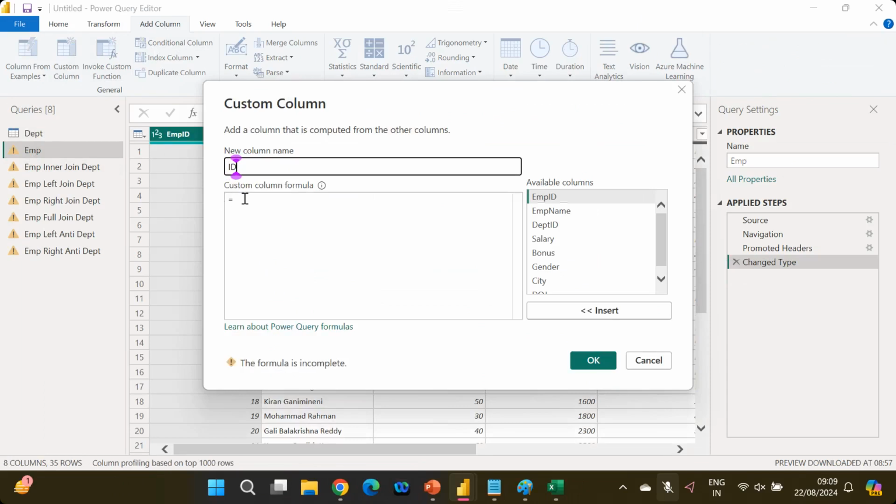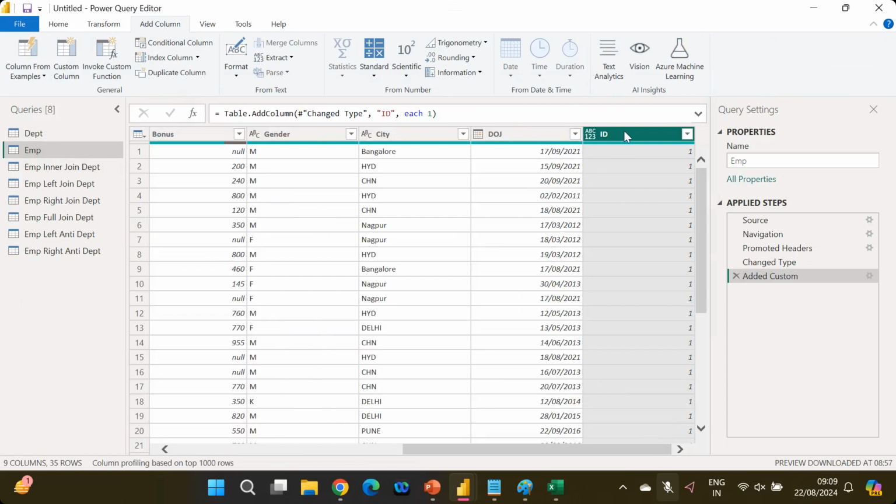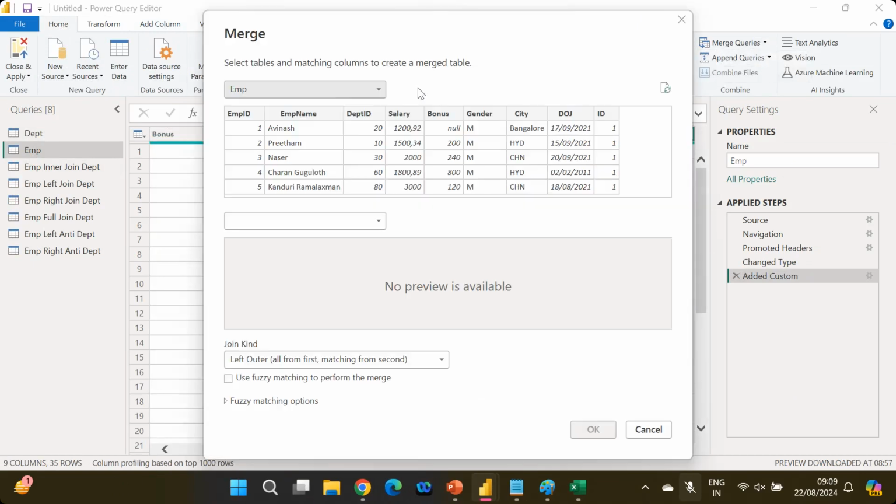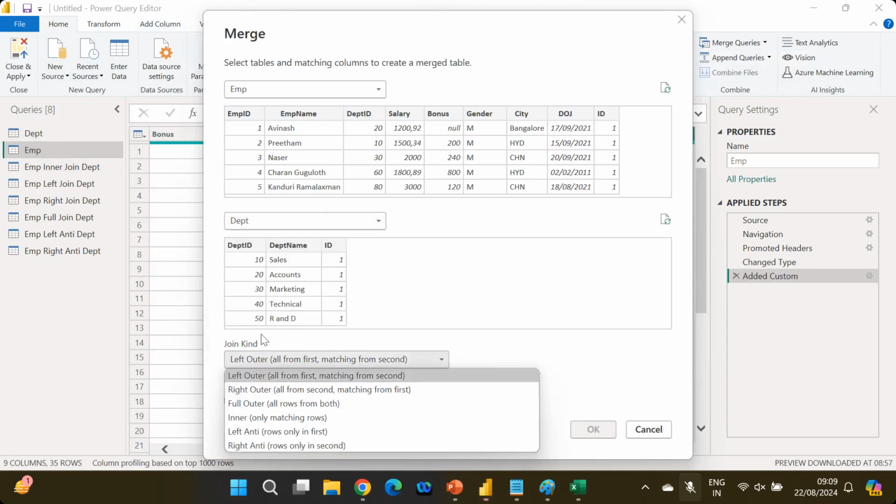ID value is equivalent to 1. You will be able to get 1 everywhere, right? Now what you do, click on Home, go to Home. Now click on Merge Queries as New. Now I take the employee table, I take the department table. I'm going to be using any join.